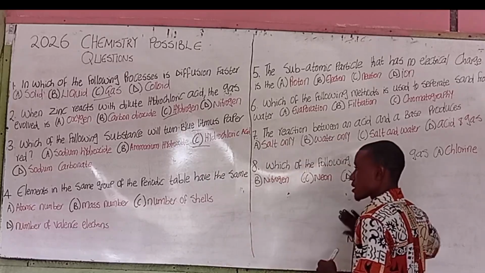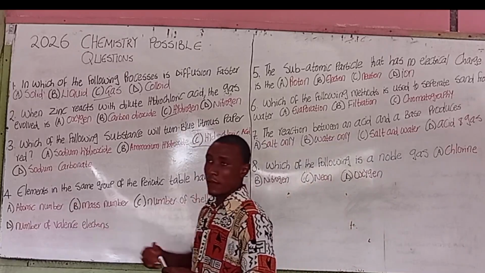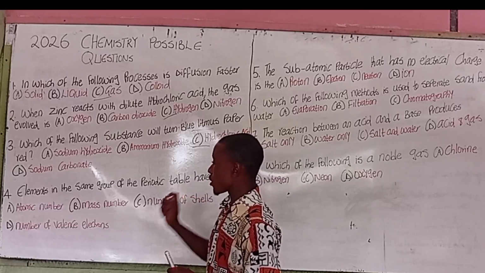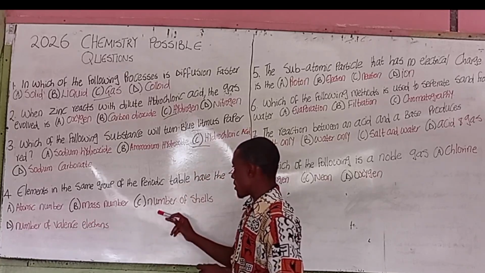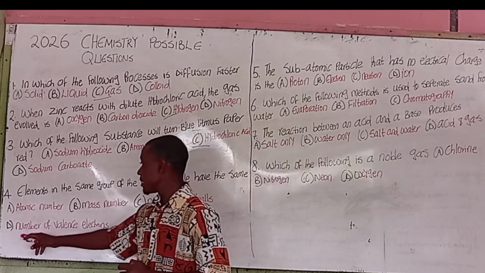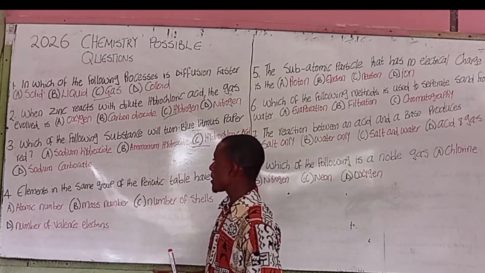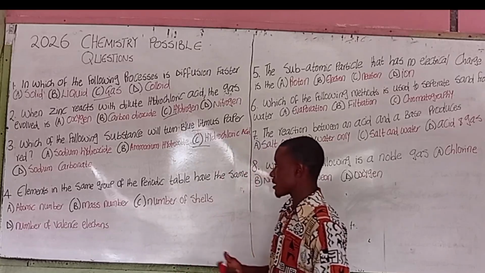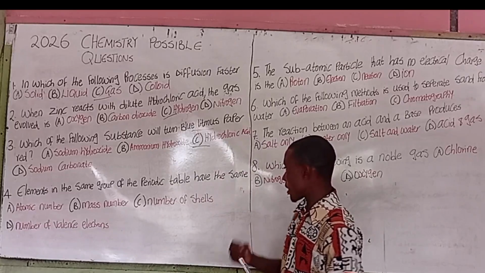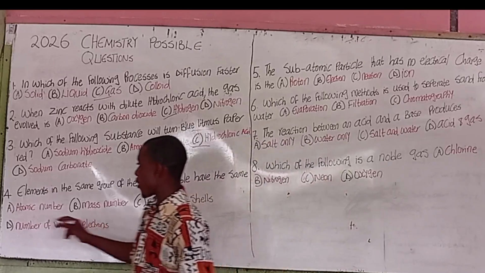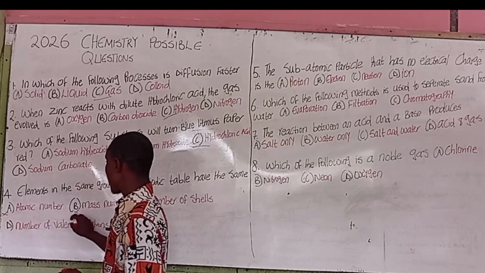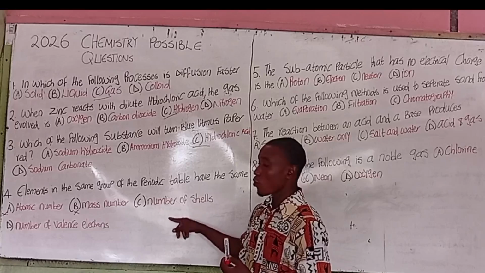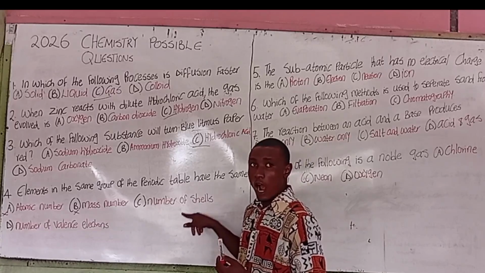Question number 4 says, elements in the same group of the periodic table have the same A, atomic number, B, mass number, C, number of shells, and D, number of valence electrons. Now, we are going to take away option A and option B. Let's focus on number of shells and number of valence electrons, because that is where I am going to draw a point so that you can get to know about this particular stuff.